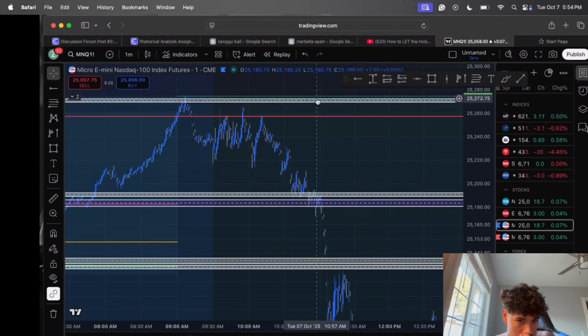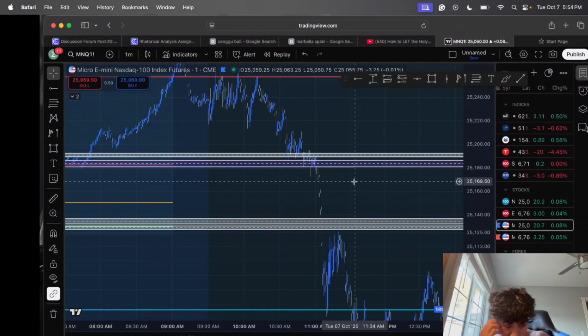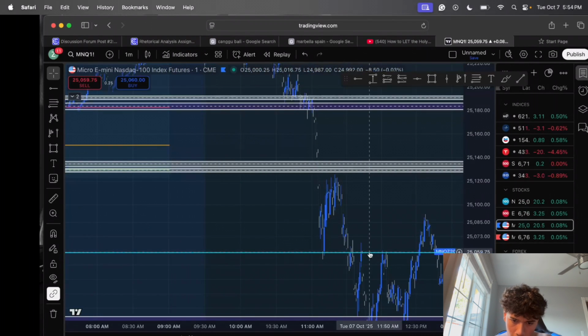I didn't take any trades today. If I did, it would have been a break and retest of this because we're accepting back into the weekly balance. This is a weekly extreme, this purple level. Back in a weekly balance, would have taken it to the next. Could have even taken it to weekly PLC.